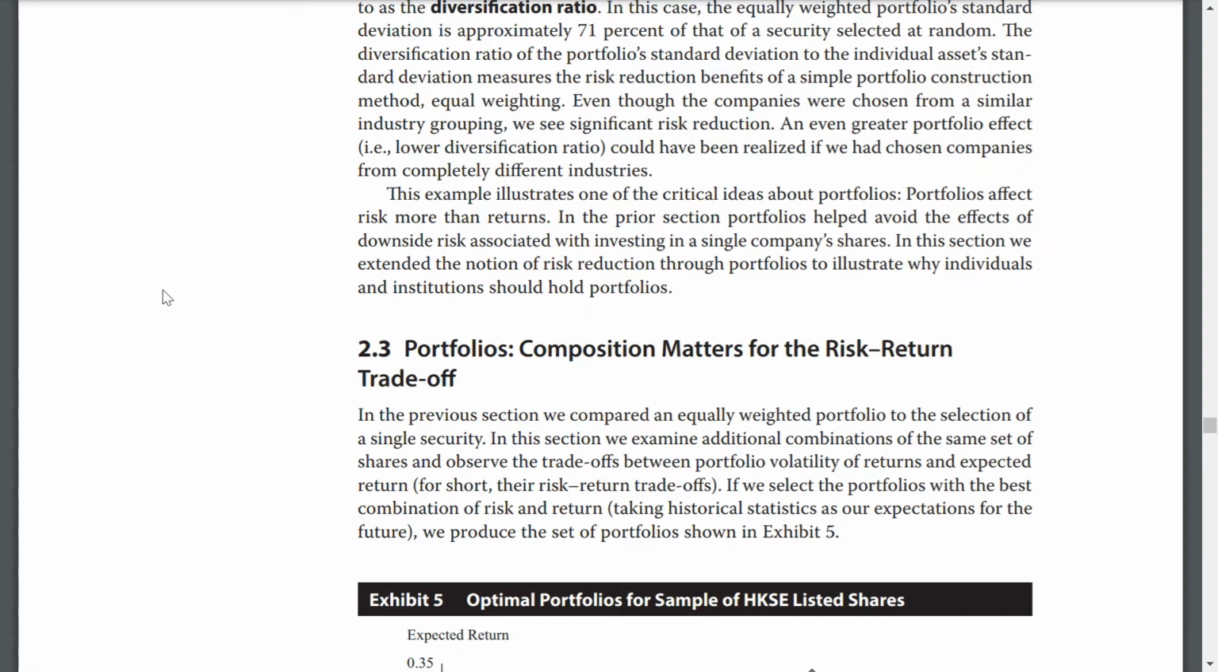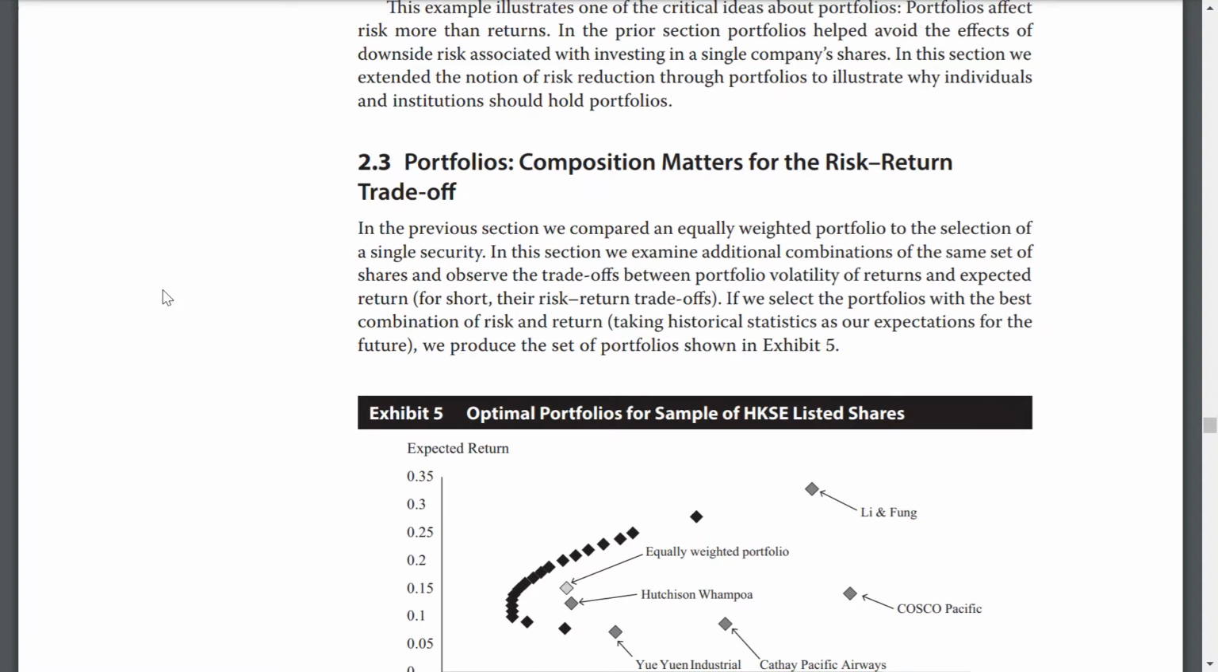In the prior section, portfolios help avoid the effect of downside risk associated with investing in a single company's shares. In this section, we extend the notion of risk reduction through portfolios to illustrate why individuals and institutions should hold portfolios. Portfolio composition matters for the risk-return trade-off. In the previous section, we compared an equally weighted portfolio to the selection of a single security. In this section, we examine additional combinations of the same set of shares and observe the trade-off between portfolio volatility of return and expected return.